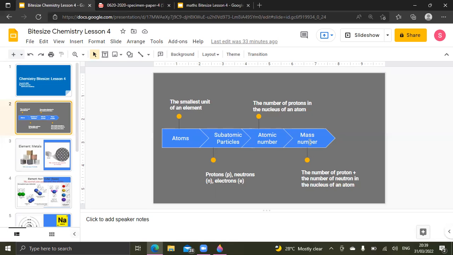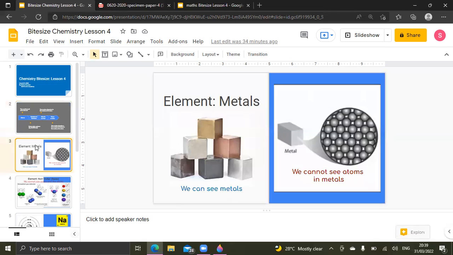Another term that you have to know by heart is the mass number. These two you can find in the periodic table, and how to use it, I will show you afterward. The mass number is the number of proton plus the number of neutron in the nucleus of an atom. Very easy. Proton plus neutron is mass number.